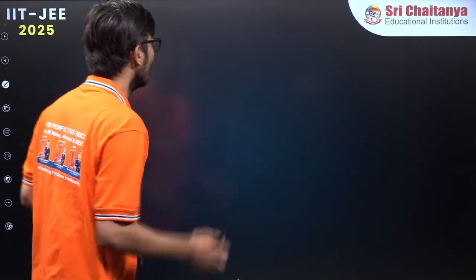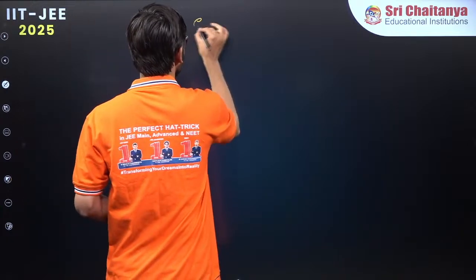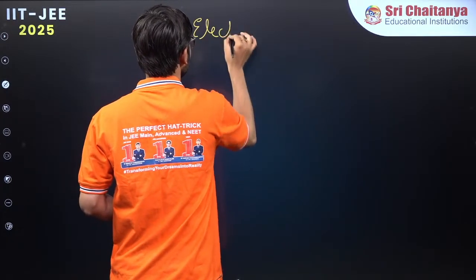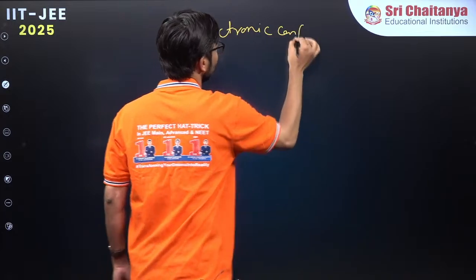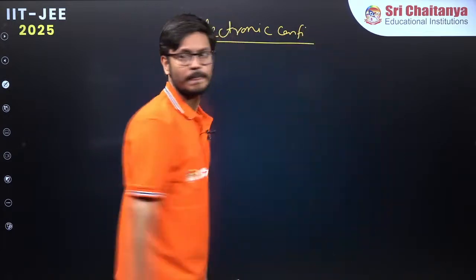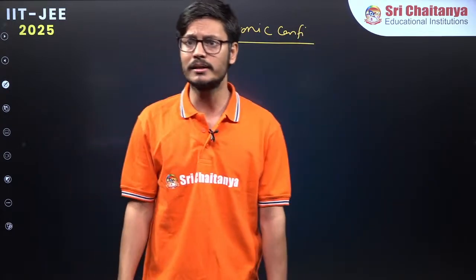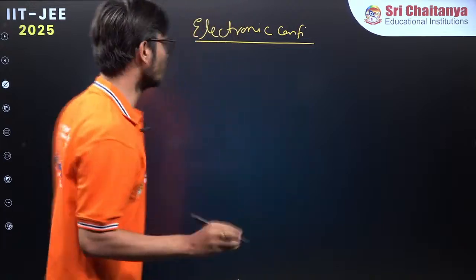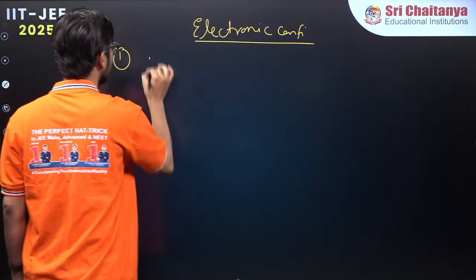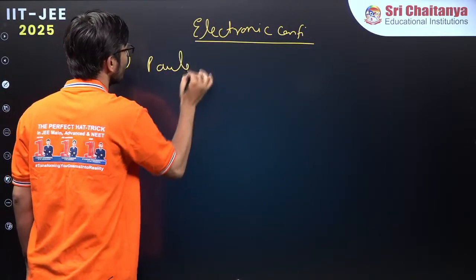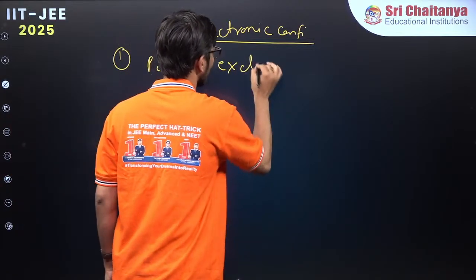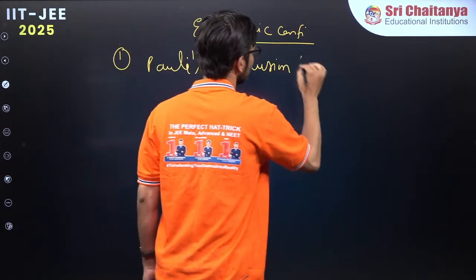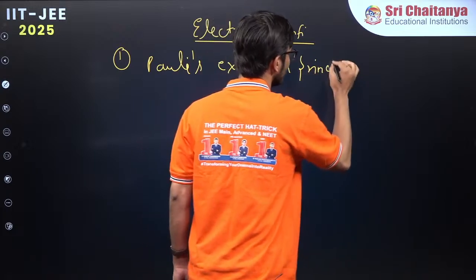Now, to understand electronic configuration, we need a few rules. First rule is Pauli's exclusion principle. What is Pauli's exclusion principle?